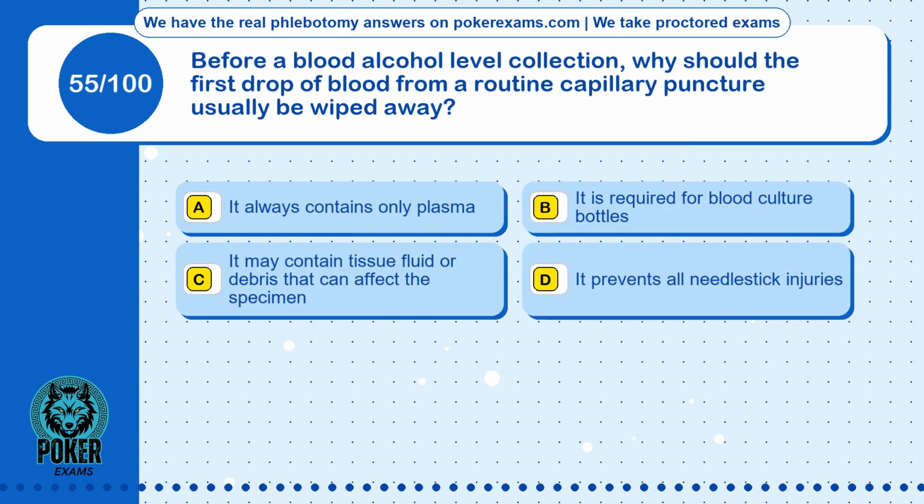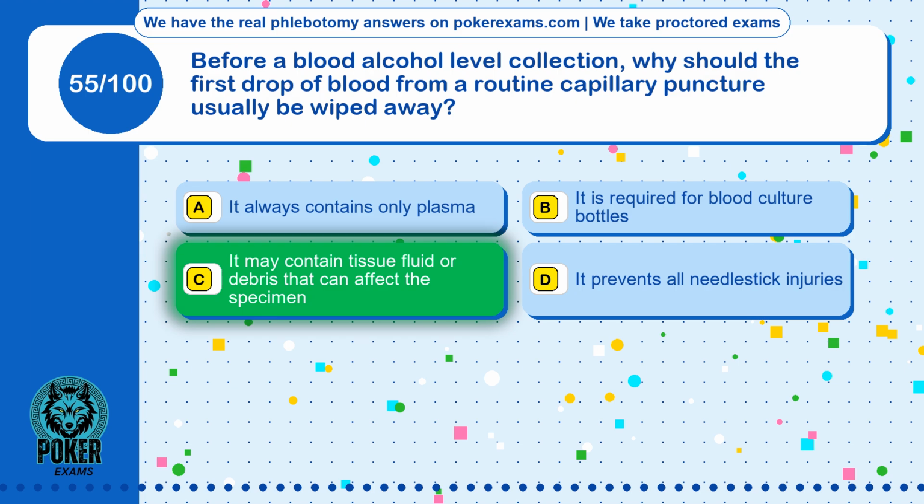Question 55. Before a blood alcohol level collection, why should the first drop of blood from a routine capillary puncture usually be wiped away? Option A. It always contains only plasma. Option B. It is required for blood culture bottles. Option C. It may contain tissue fluid or debris that can affect the specimen. Option D. It prevents all needle stick injuries.